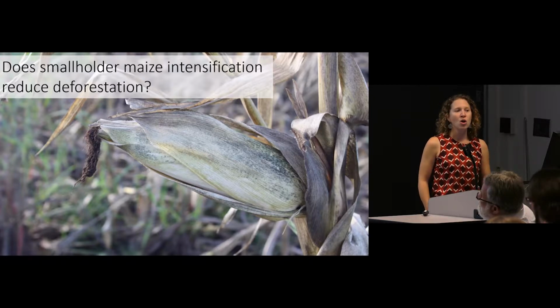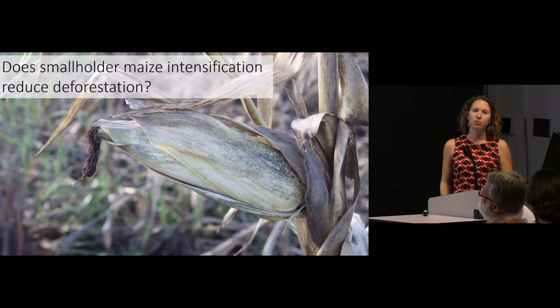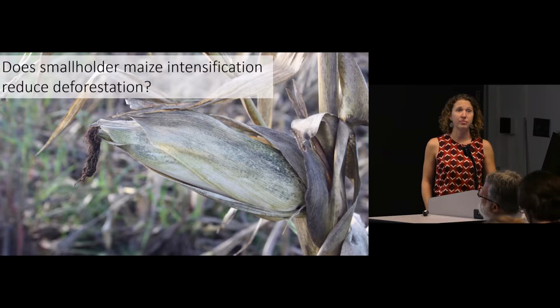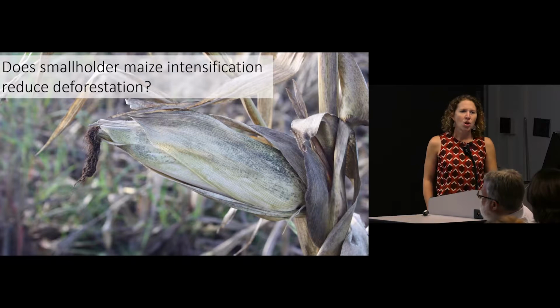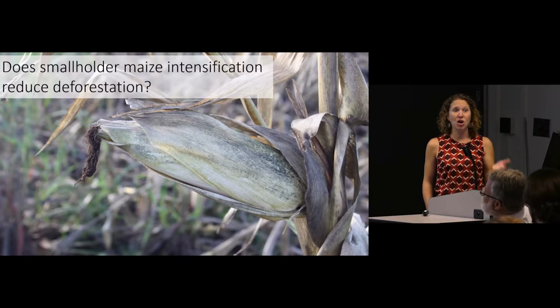So one of the questions that we are addressing with Chris Barrett in applied economics and management, and other researchers in Zambia and at Michigan State University, is: does smallholder maize intensification reduce deforestation? One of the main approaches used by the Zambian government to improve rural income and food security has been to provide farmers with agricultural input subsidies. This subsidy is specifically for improved seed and inorganic fertilizer. This program has been taking place for more than 15 years now, so this is an occasion to really look at the impact of this program on deforestation.